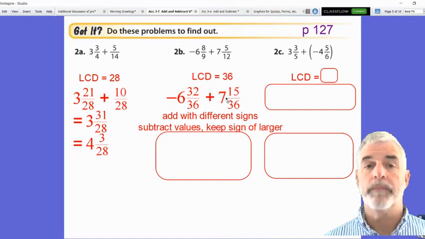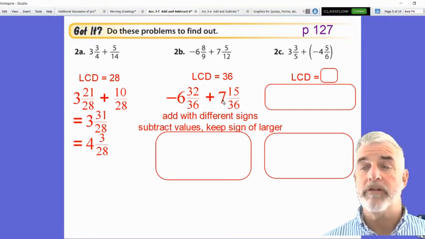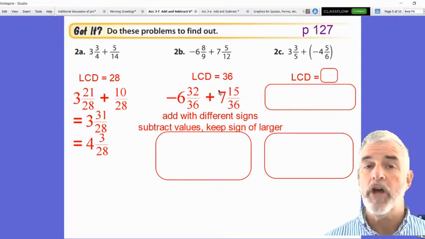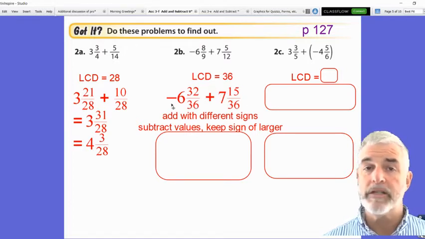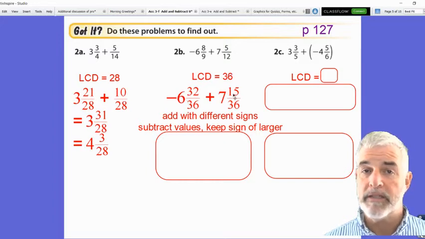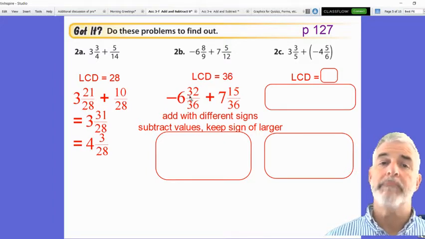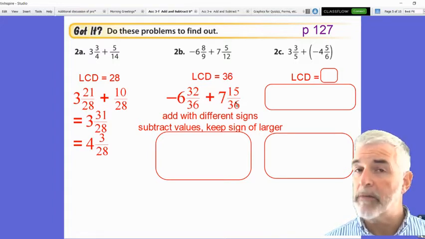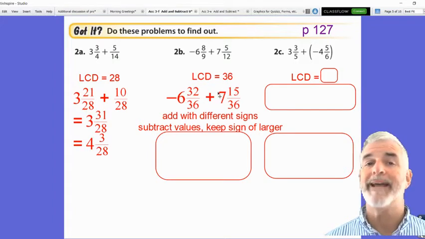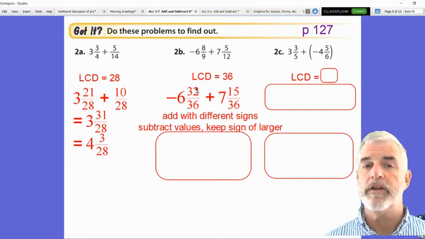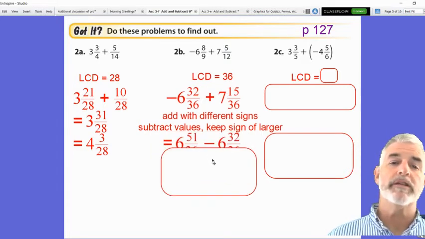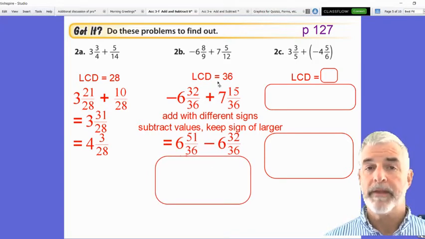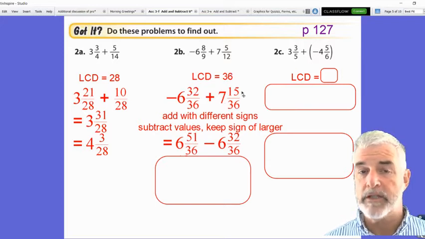Now what do I have to do? Well, this is an addition of a positive and a negative number, which means I'm actually subtracting the values, the larger number minus the smaller number. Okay, so it's 7 and 15/36 minus 6 and 32/36. And when you do this subtraction of mixed numbers, you look at the fraction part and you realize that I can't do 15/36 minus 32/36. Can't do that.